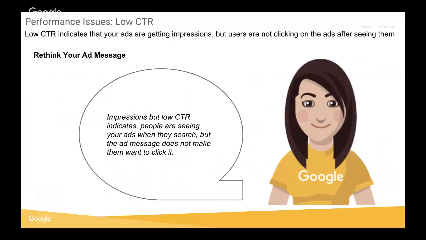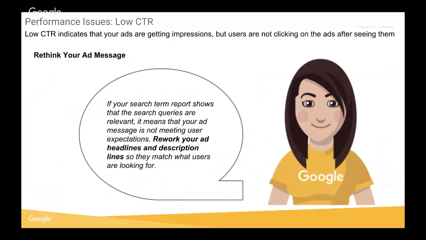If you have impressions but low CTR, that indicates people are seeing your ads when they search, but the ad message does not make them want to click it. If your search term report shows that the search queries are relevant, it means your ad message is not meeting your users' expectations. People are searching something, the search query is relevant, they're seeing your ad, and they still don't want to click on your ad. That means something's up with the message. In such situations, rework your ad headlines and your description lines and look for different variations of it. Is it something about the words you're including in your headline that's not really pulling people in to click on it? So these are the things to think about if you do see such an issue.